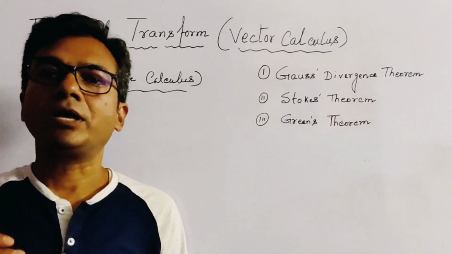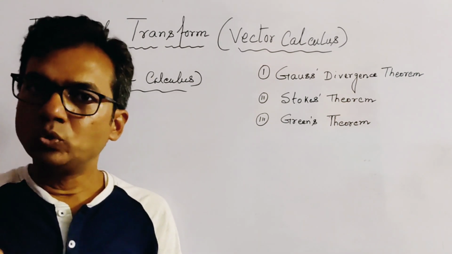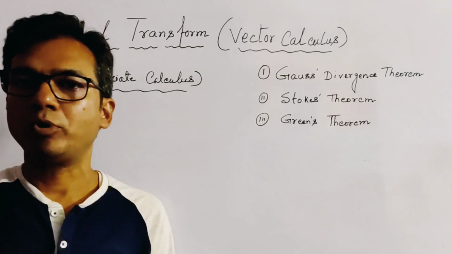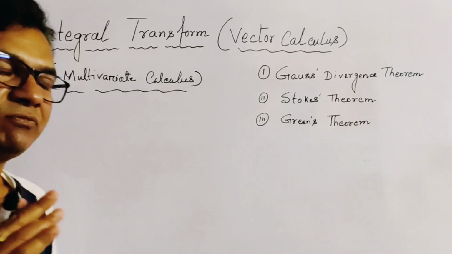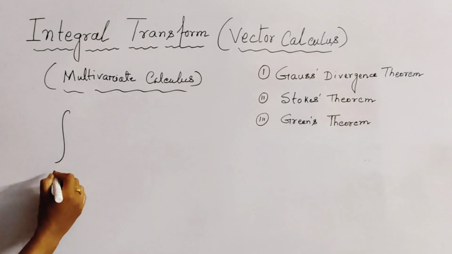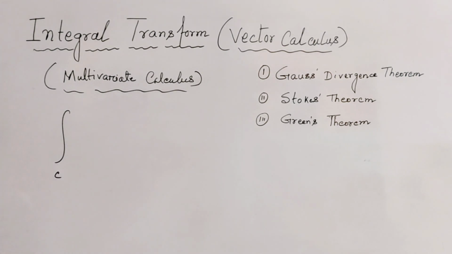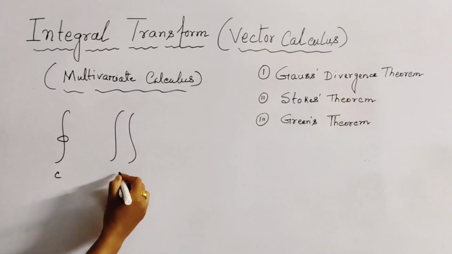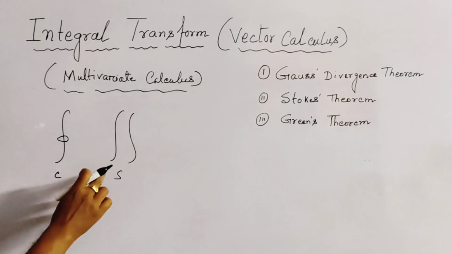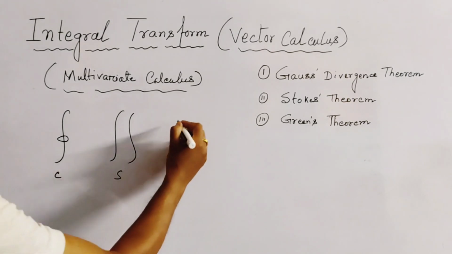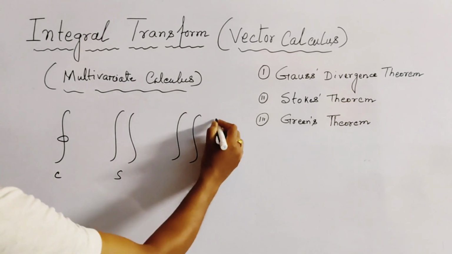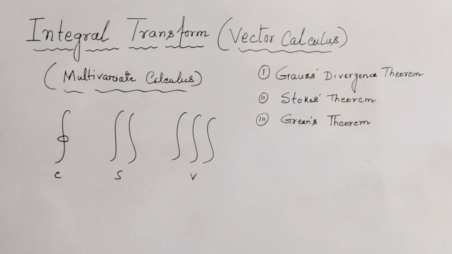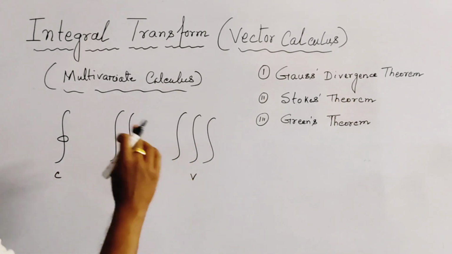In vector calculus, we know that there are three types of integration. The first type is line integration, which is over C, also known as contour integration over C. The second type is surface integration, over S. And the last type is integration over V, the triple integration or volume integration.